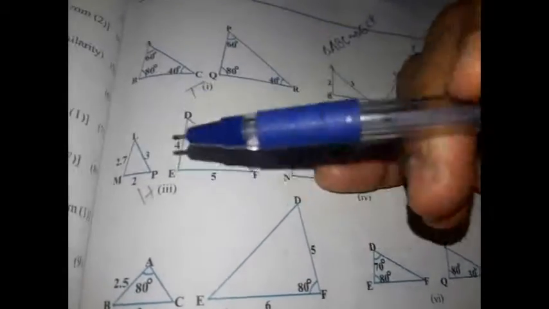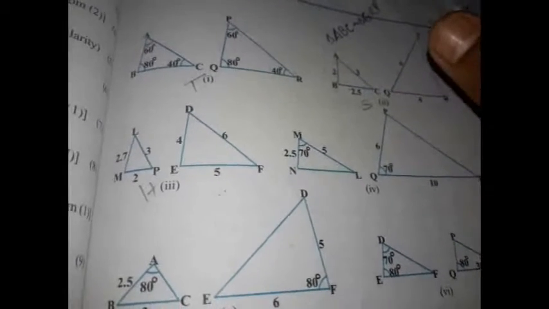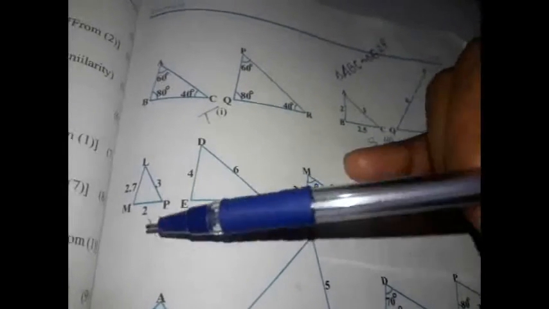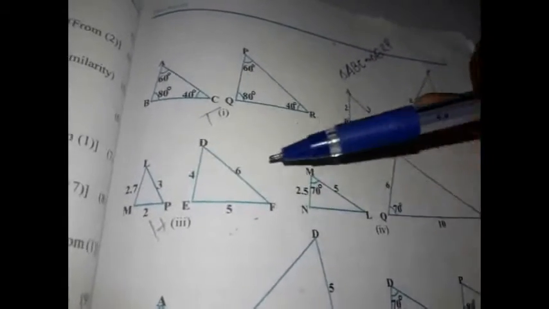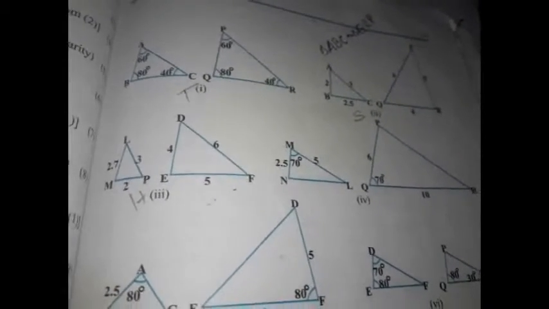So what are all the things you have to check here? When it comes to three sides, all the corresponding sides should be in proportion, which means they should be in the same ratio. But if you check the third problem, they are not in the same ratio, right? See, 2 and 4 we can take, 3 and 6 we can take, but 5 is not a multiple of 2.7. Therefore, all the three sides are not in proportion. Therefore, the two triangles are not similar, right?